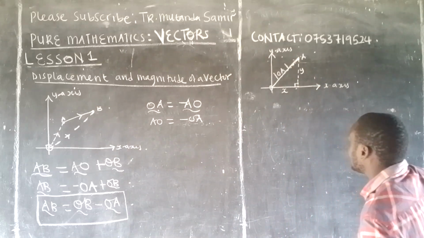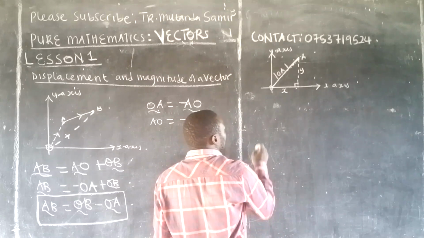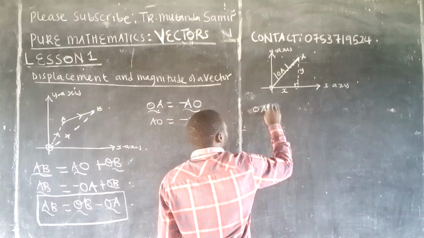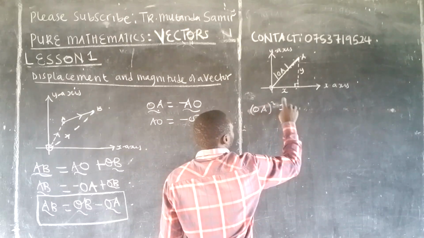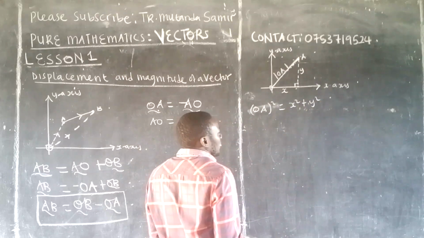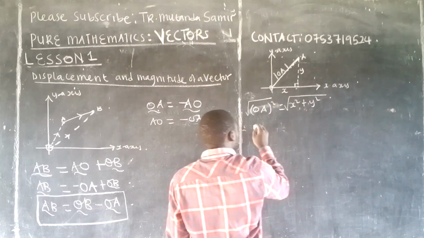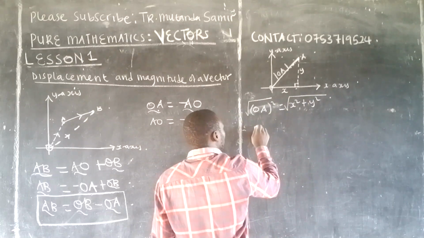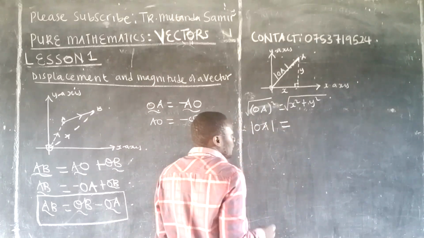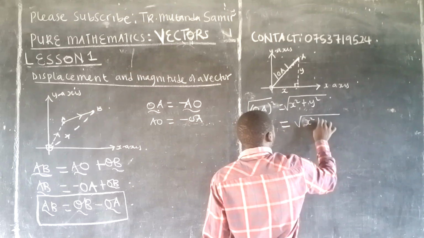That's what we want. Then how shall we get it? We shall use Pythagoras theorem. And now we shall say that OA squared is equal to, let's square this area, x squared plus y squared. Now from there, we shall introduce a square root. So therefore we shall have that. Now this square root will give us the magnitude of OA. The magnitude of OA is equal to the square root of x squared plus y squared.